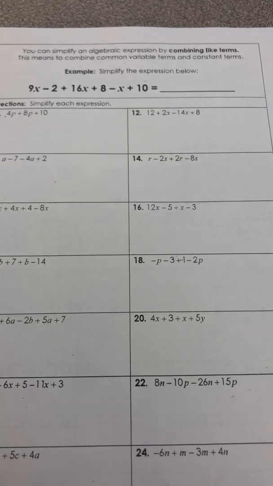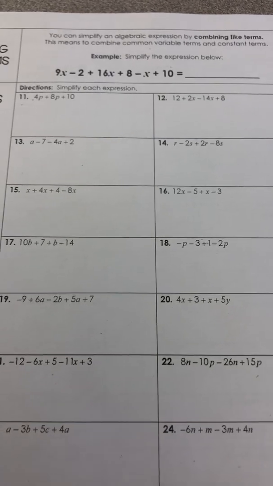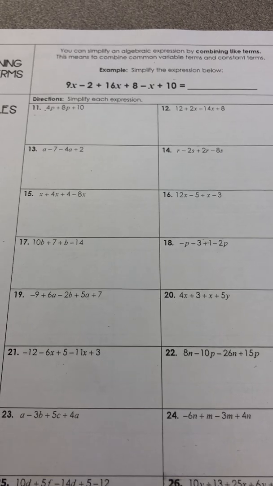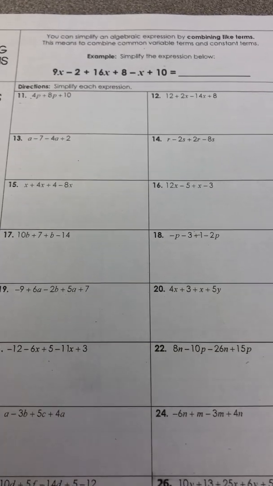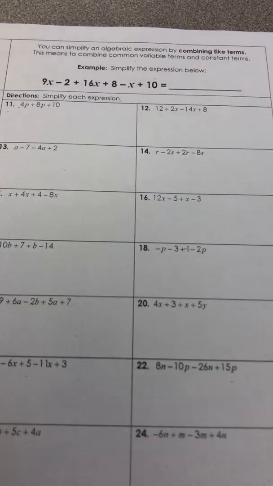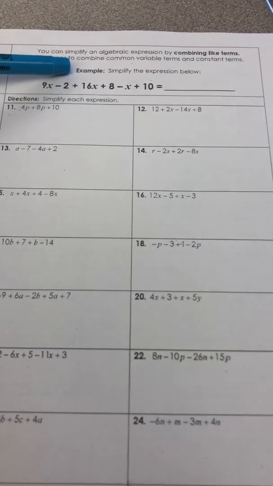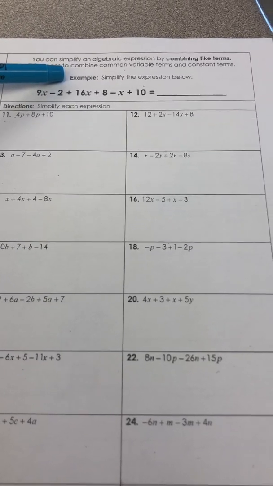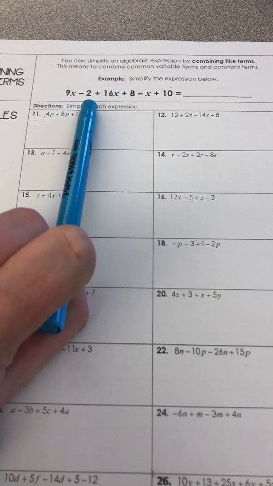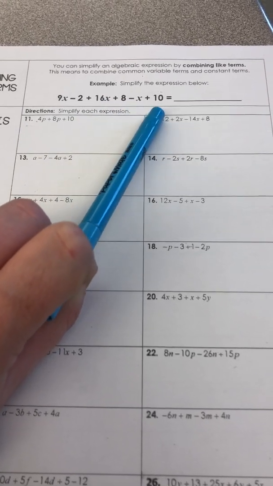So we've talked before about what constants are and what variables are, and if you need to, you can get out your definition sheet that we did on Monday. It has the definitions of variables and constants on there. So if we look at this example, not only does it give us an example of an expression, but it also gives us an example of the directions. Simplify the expression below. Those are the directions. If we look at this expression, we have 9x minus 2 plus 16x plus 8 minus x plus 10.